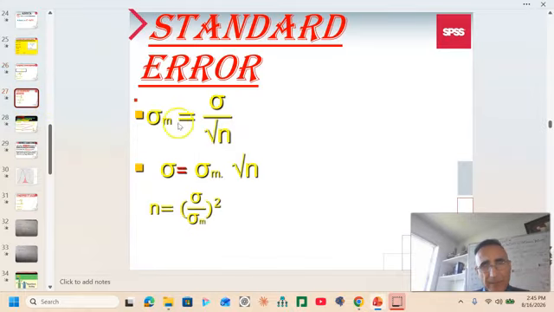This is how you calculate the standard error. We said the standard deviation divided by the square root of the sample size, but it has its own derivatives. That means if I give you the standard error and n, you should be able to calculate the standard deviation from the standard error. And then again, the sample size from the standard deviation and standard error. We already mentioned that.